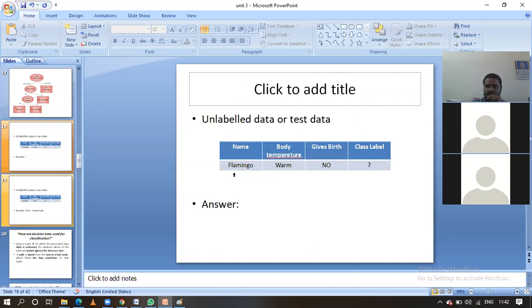By using this decision tree, that is the model, we are going to predict the unknown class label, that is whether the flamingo is a mammal or non-mammal. What is the answer for this one? Non-mammal.